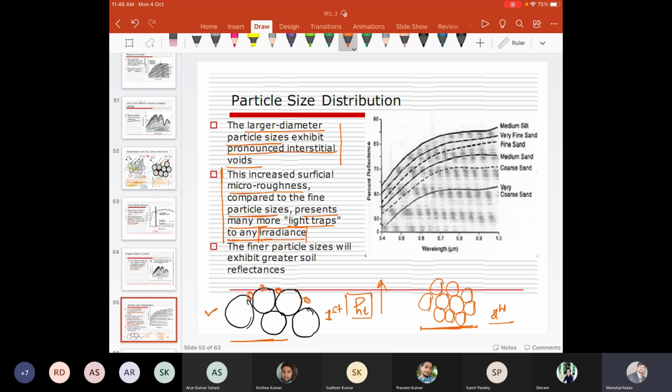Who will tell me what we mean by irradiance? The term irradiance is used to represent the light, that is energy, that falls on a certain material. Radiance means the light generated from the source. Irradiance means when that energy falls on a certain surface. So the finer particle sizes will exhibit greater soil reflectance.